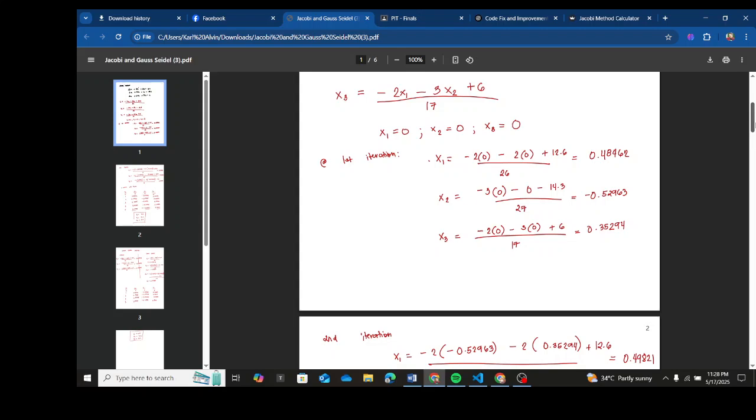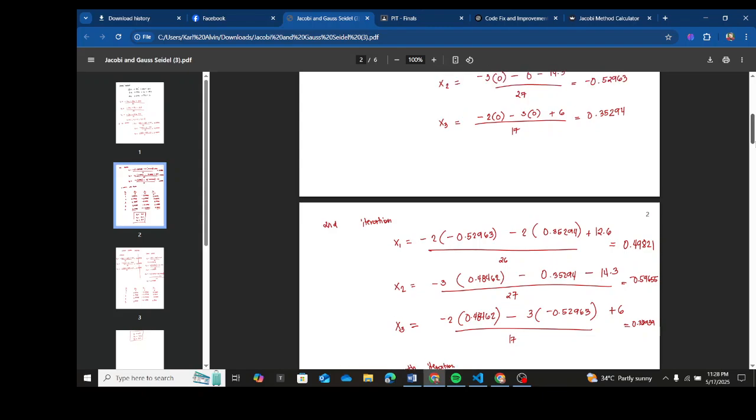and it gives the answer negative 0.52963, as well as our x sub 3, which gives the answer 0.35294. So we have to move on to our second iteration. We should do iterations to get our values closer and closer.